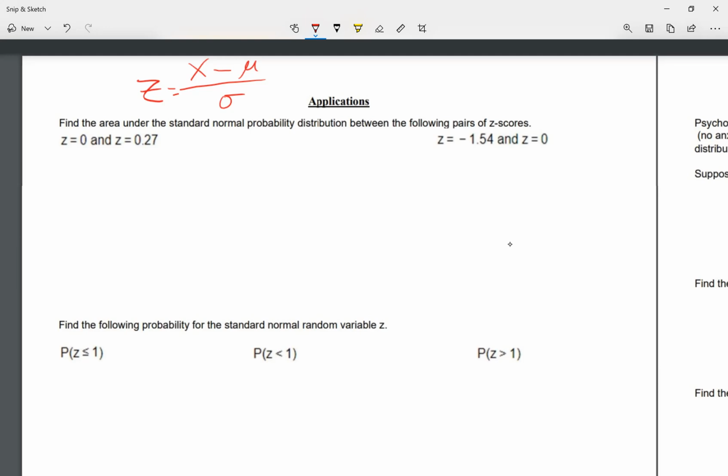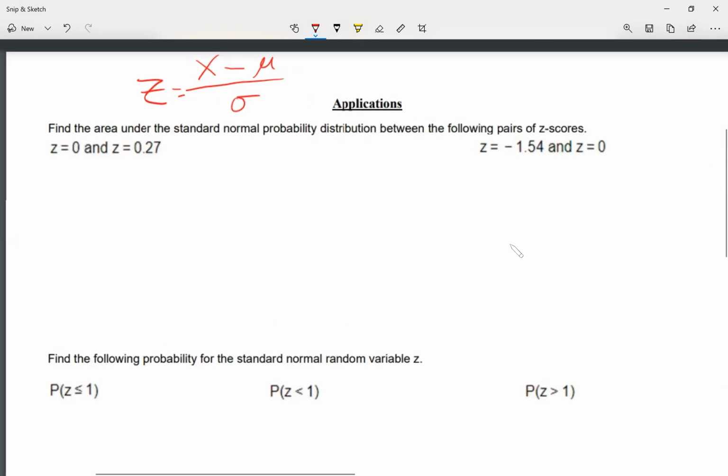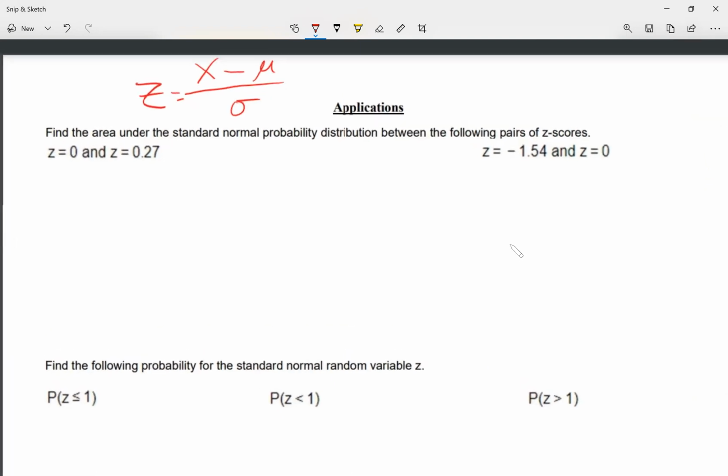Now here, for the first part, it says find the area under the standard normal probability distribution between the following pairs of z-scores. Okay, so I'm going to give you the z value, the z-score. So we can already use our table. Now, one thing about our table, right? When we read the table, it gives us the probability from the center, when z is equal to 0. So it gives us a probability of that.